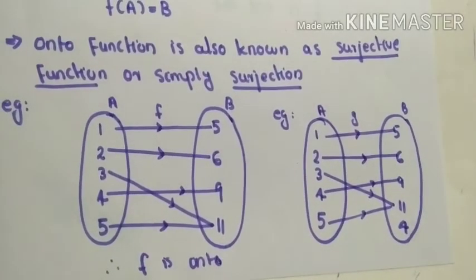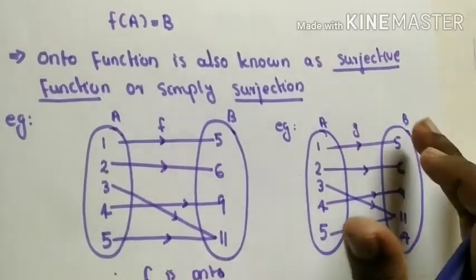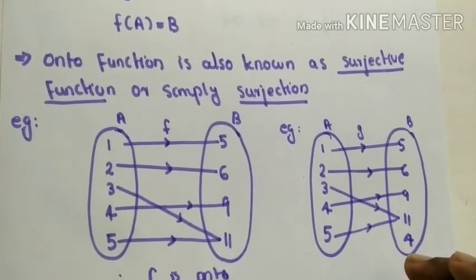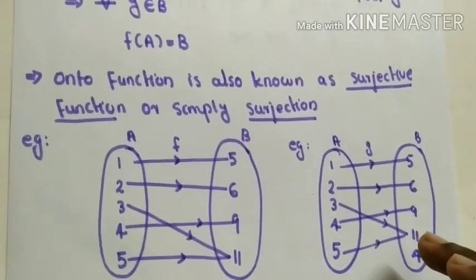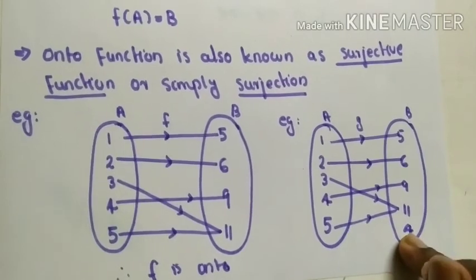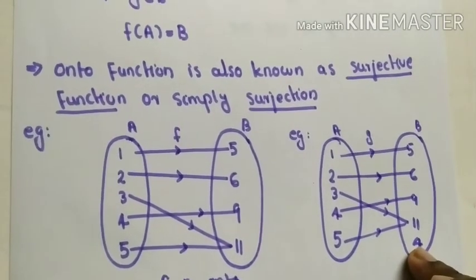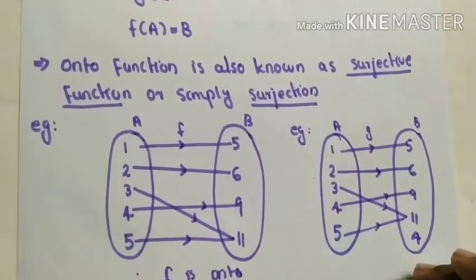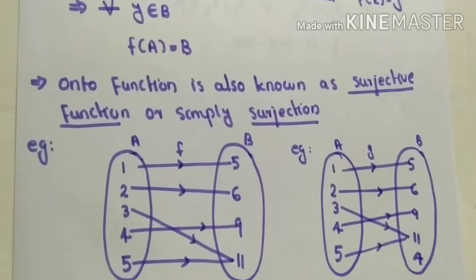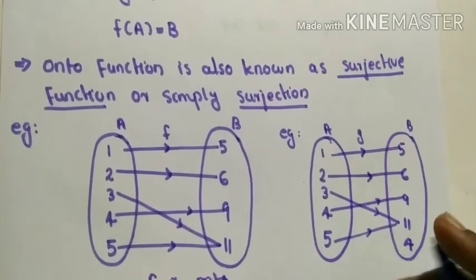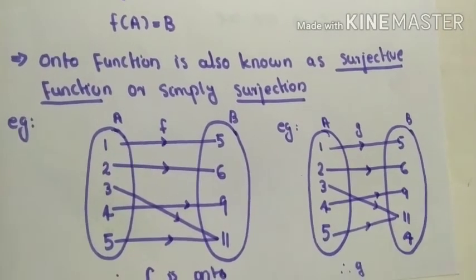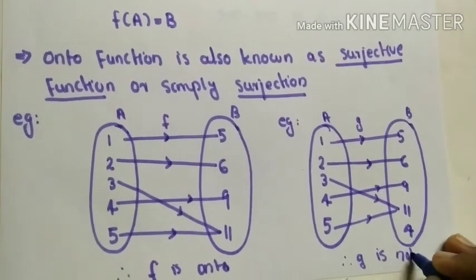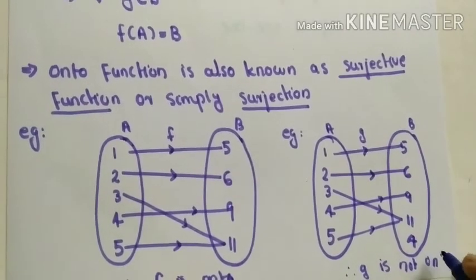Now let us consider the function g from A to B. However, g is not an onto function, since the element 4 in the codomain of the function g does not have any pre-image in the domain. Hence, we can say that g is not an onto function.